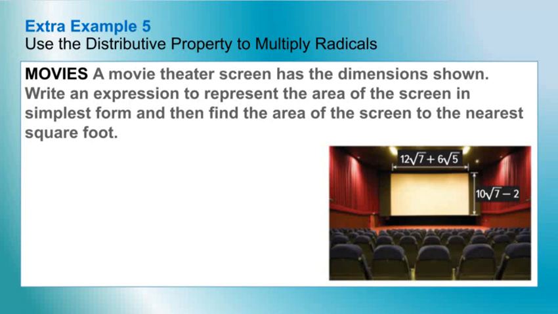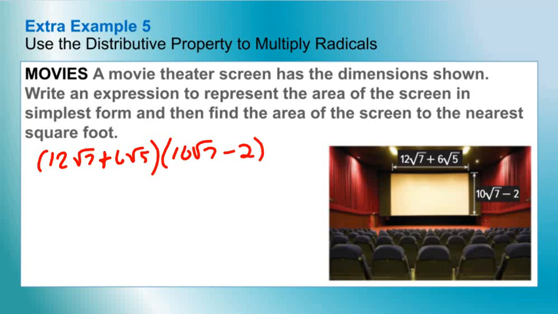Next, a movie theater screen has the dimensions shown. Write an expression to represent the area of the screen in simplest form, and then find the area of the screen to the nearest square foot. So area of a rectangle is length times width. So I'm going to have 12 square root of 7 plus 6 square root of 5. I'm going to multiply that by 10 square root of 7 minus 2.